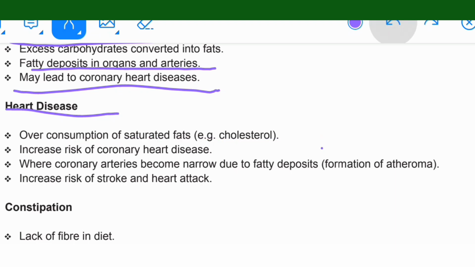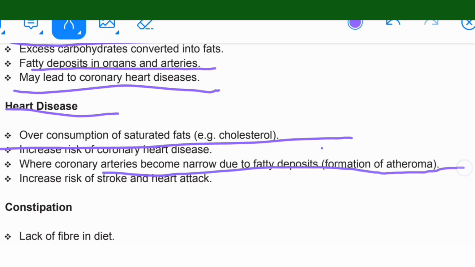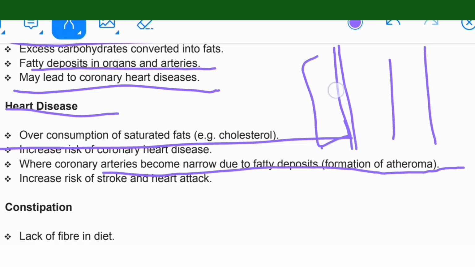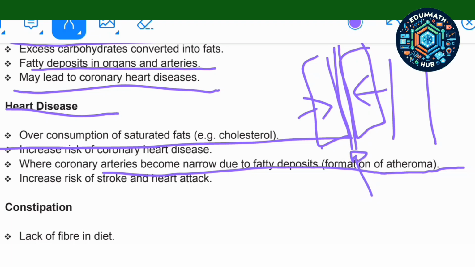Overconsumption of saturated fats like cholesterol can increase the risk of heart disease or coronary heart disease, where coronary arteries become narrow due to fat deposits. So like I said earlier, instead of the arteries looking this size, they will now look tiny, skinny like this, because there's enough fat compressing them. So the blood will be flowing at a very high pressure, and that high pressure will lead to stroke or heart attack.